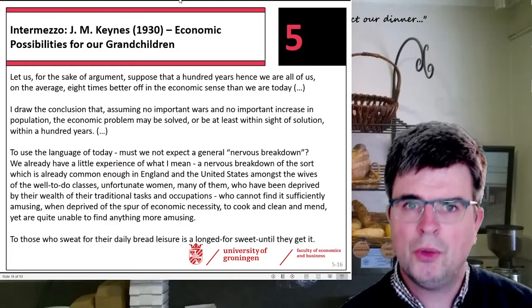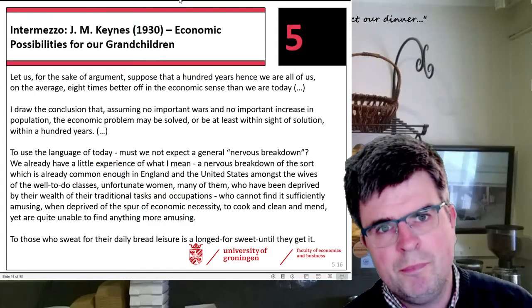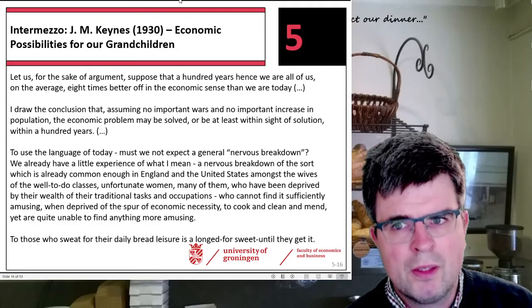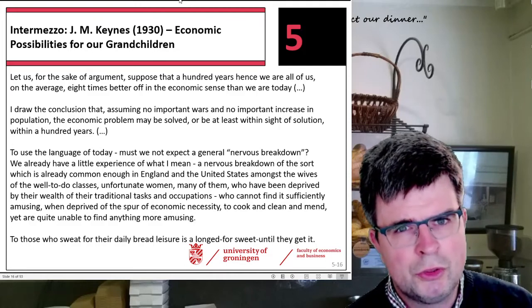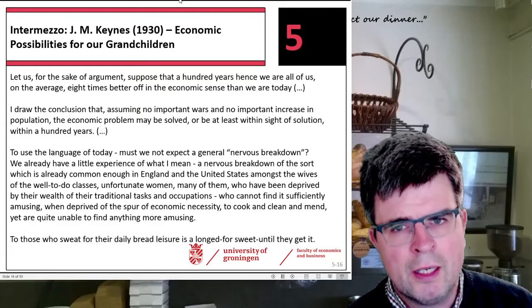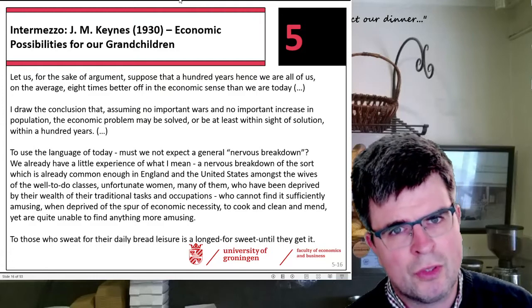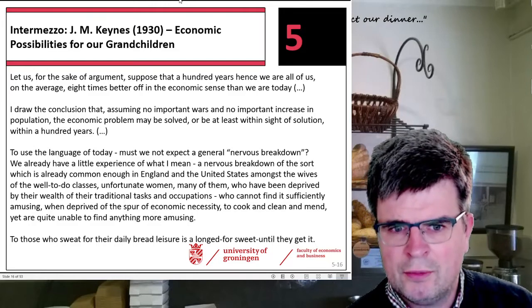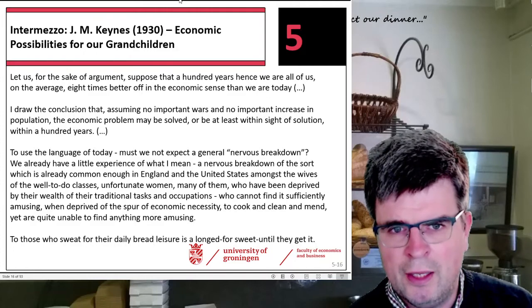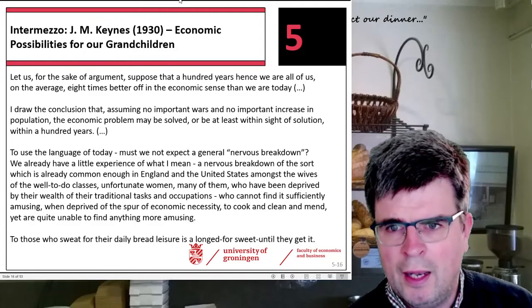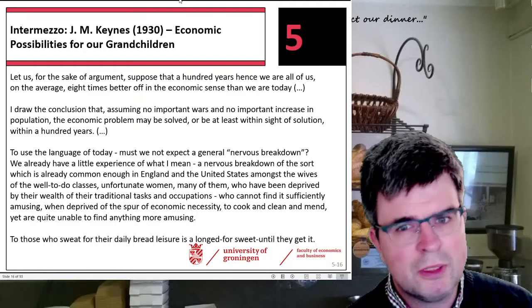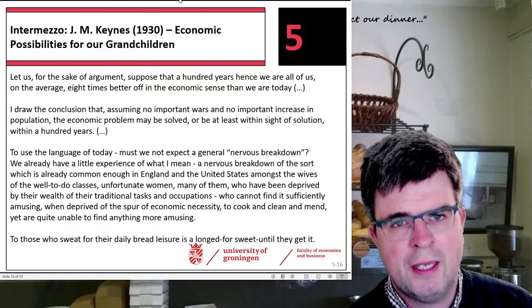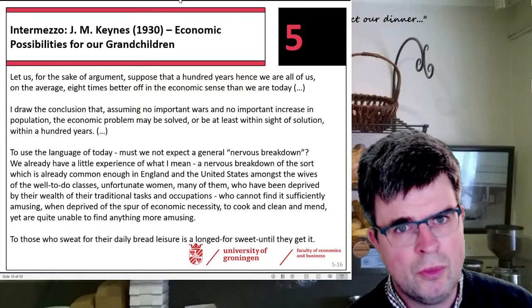Okay, a short intermezzo and some history. In 1930, so 100 years ago more or less, Keynes wrote a short paper where he explored the economic possibilities of our grandchildren. And this is a famous article. He saw the industrialization and the economic development, and he said, well, suppose that 100 years from now, we will be, in an economic sense, 8 times better off than we are today.